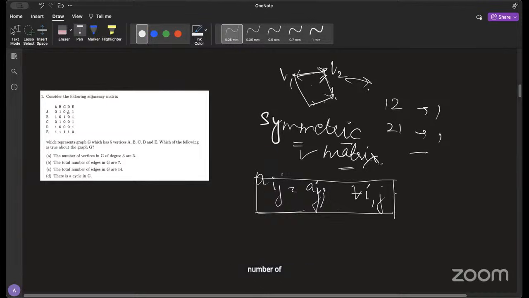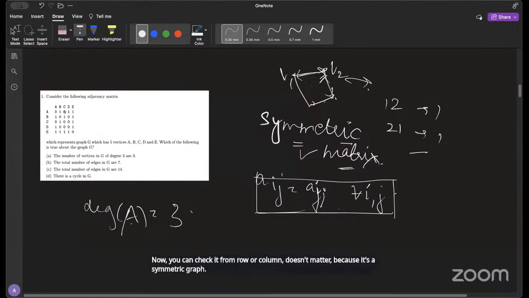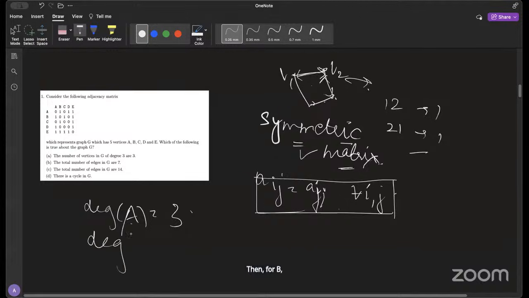The number of non-zero entries in every row gives you the degree. It adds to the degree, right? So if there's 1, then 1 degree is added to the vertex A. If there's 1 more, then 1 more degree is added, and if there's 1 more, then 3 degrees are there. So the degree of A is 3. Now you can check it from row or column, it doesn't matter, because it's a symmetric graph. Then the degree for B is also 3.